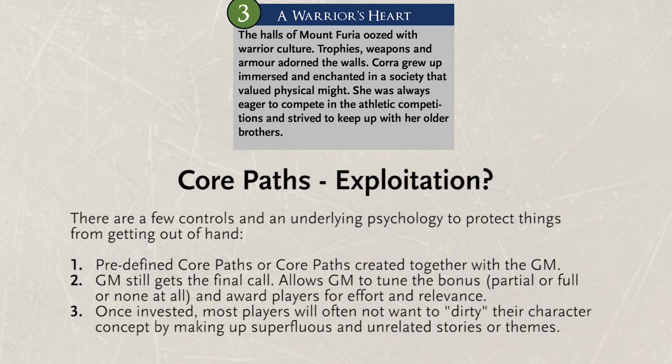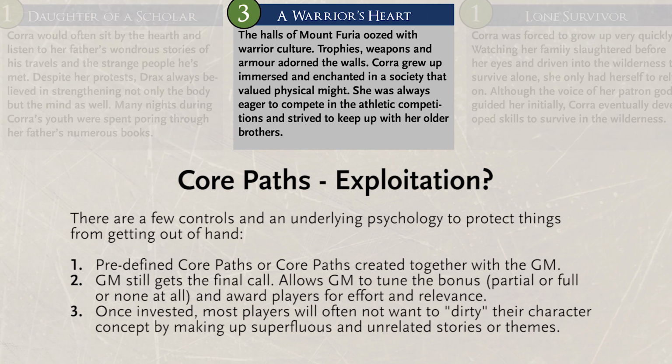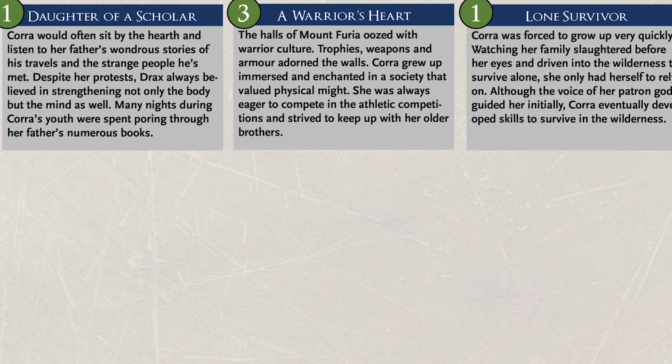This could be useful if you're running a game at a con or with a brand new group of people, or you really just can't stand that one munchkin in your group. With that being said though, I definitely urge you to try the default approach of creating your own core paths. You'll be really surprised at where it can take you and the rest of the table emotionally. Let's move along to the other core paths.